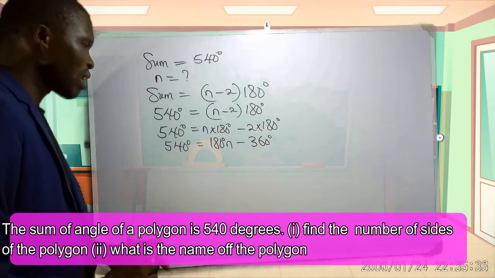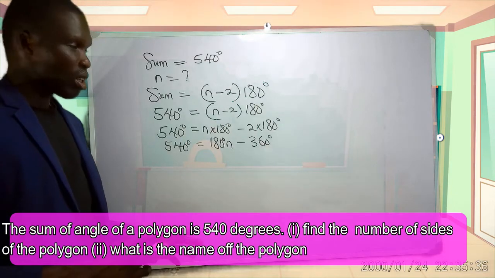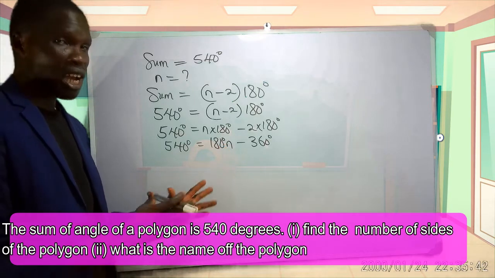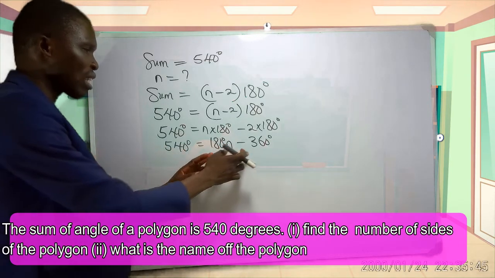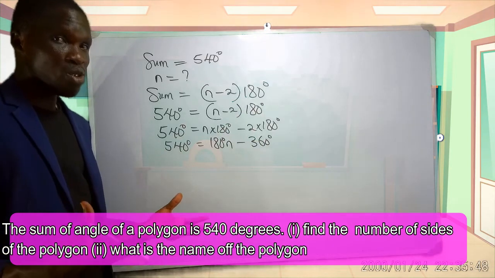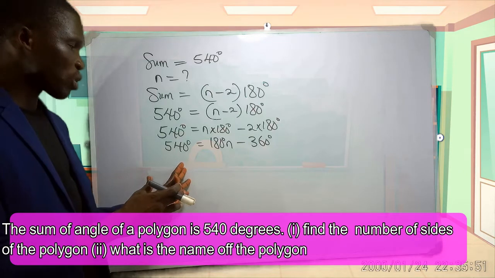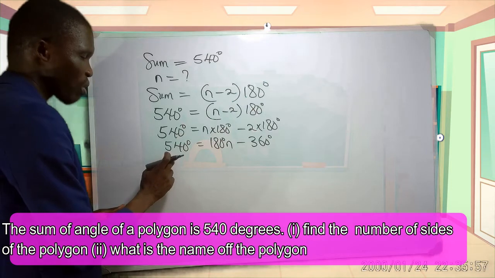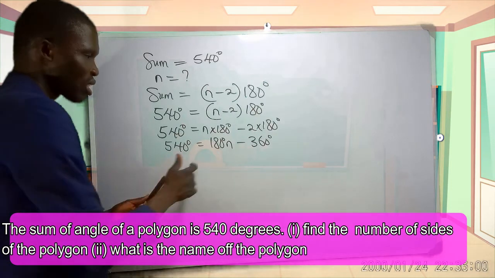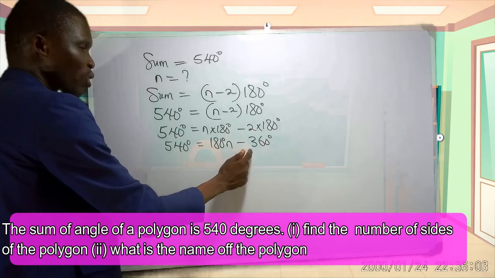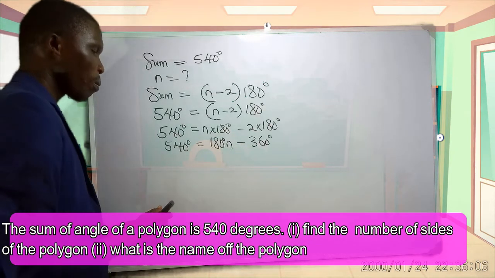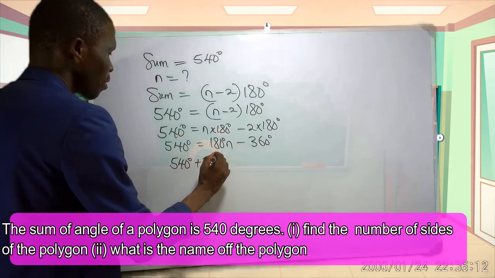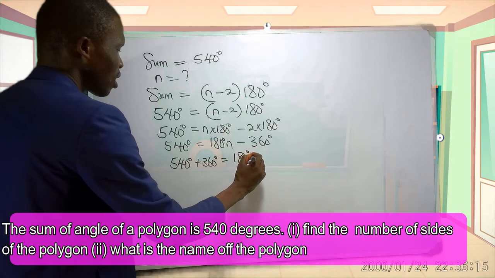Now from here, there's something we need to do, and that is collecting like terms. If you look at this 180, there is n attached to it. But if you look at 540 and 360, they are from the same family, with no letter attached. So you bring minus 360 to meet 540. But take note of this sign here. This is minus. When it crosses to this side, it turns to plus. So this will give us 540 degrees plus 360 degrees equals 180 degrees n.